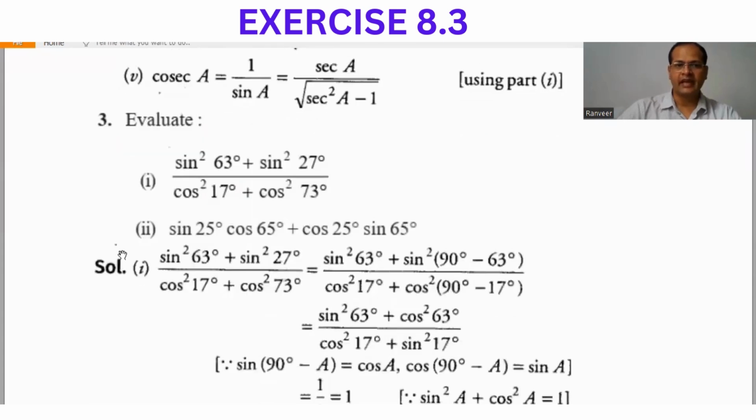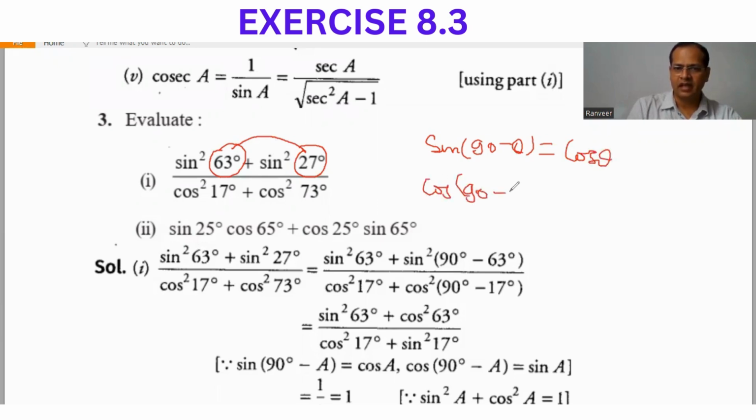Third, evaluate sin square 63 degree plus sin square 27 degree. These are complementary angles: here 63 degree and here 27 degree. One trick is there: just see these two angles, the sum of the angles is 90 degree. So we have to convert using sine of 90 minus theta equals cos theta, and cos of 90 minus theta equals sin theta. Similarly sin and cos, tan and cot, sec and cosec are complementary pairs.